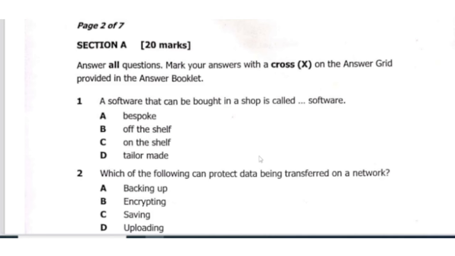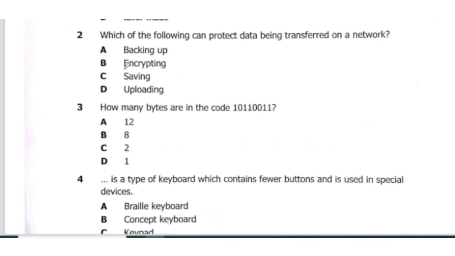A software that can be bought in a shop is called dash software. So the correct answer for this one is B, which is off the shelf software. Okay, it's B, which is called off the shelf software. Okay, we go to question number 2.